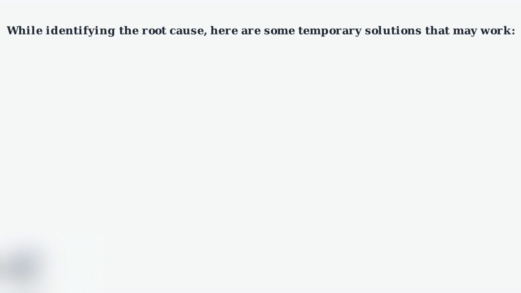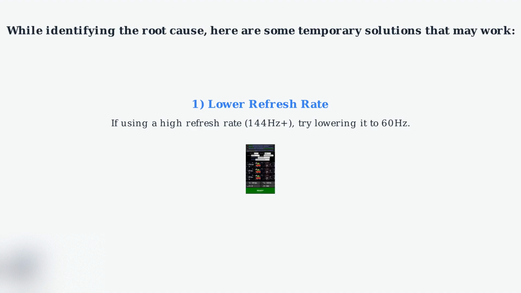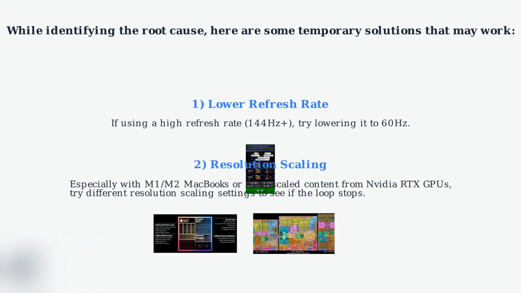While identifying the root cause, here are some temporary solutions that may work. First, lower refresh rate. If using a high refresh rate like 144 Hz or higher, try lowering it to 60 Hz. Second, resolution scaling. Especially with M1 or M2 MacBooks or AI upscaled content from NVIDIA RTX GPUs, try different resolution scaling settings to see if the loop stops. These are not permanent fixes, but may temporarily resolve the issue while a permanent solution is found.